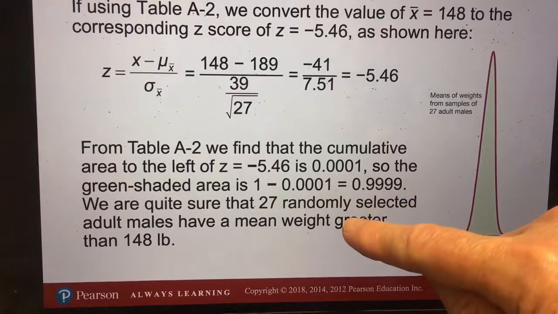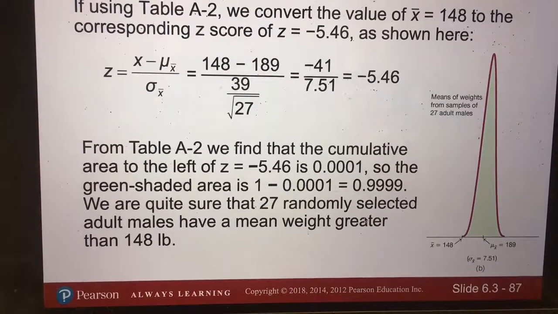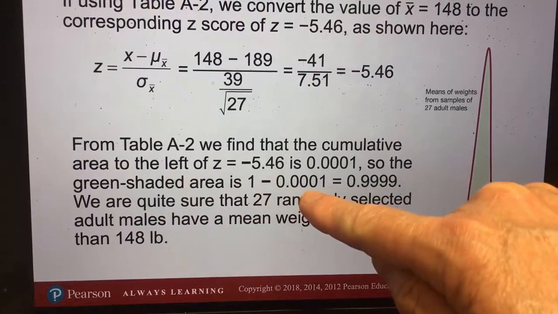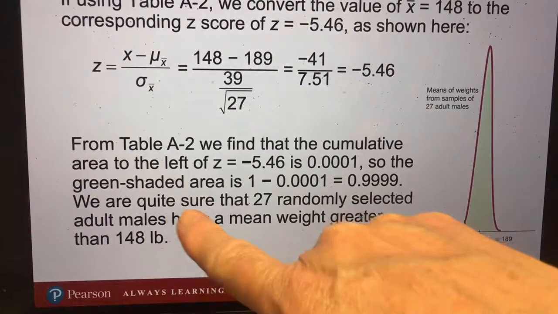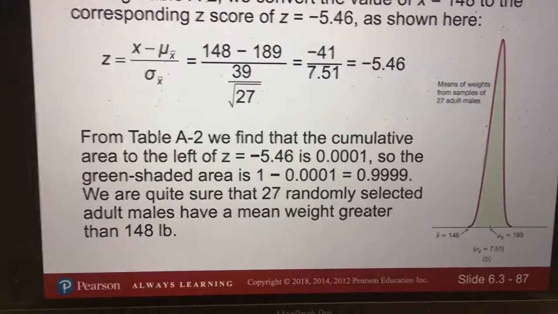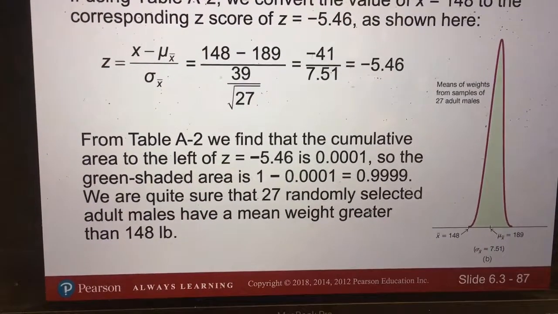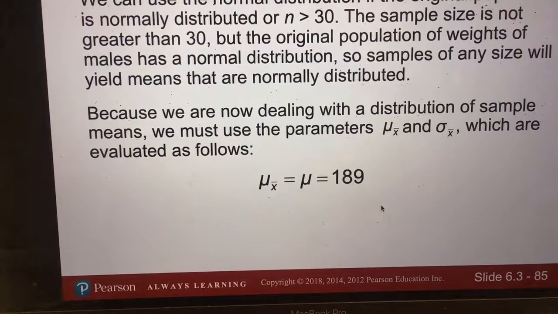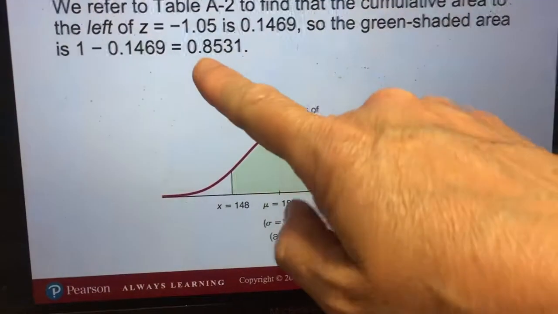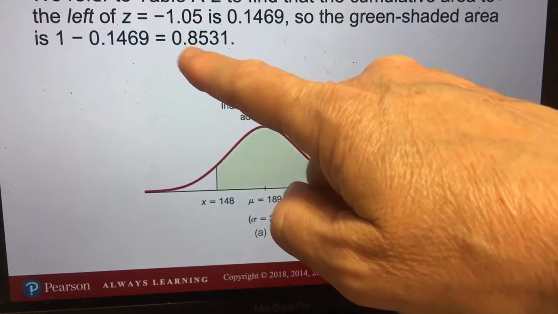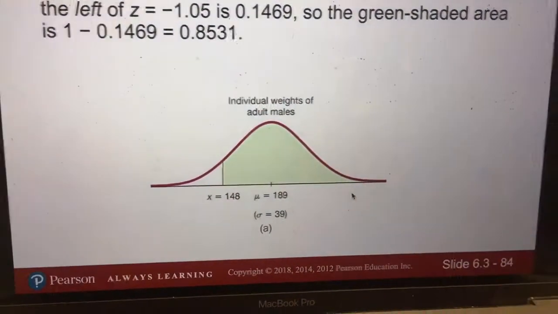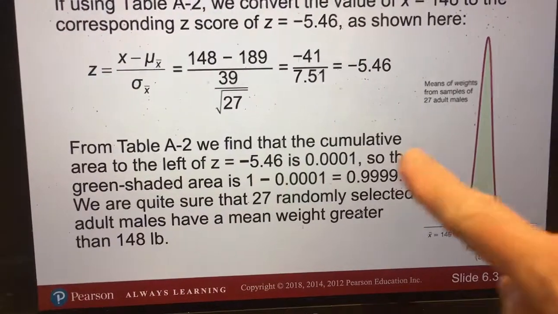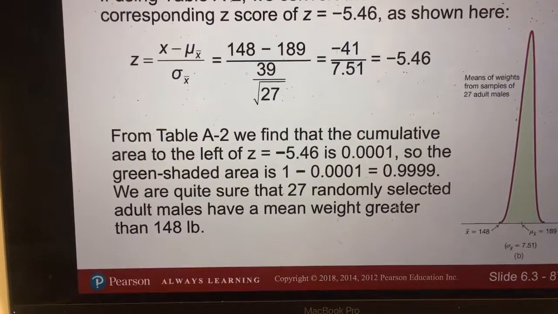But remember, the question was finding the probability that the average weight of the 27 is greater than 148. So we're going to take 1 minus the 0.0001, which is 0.99999. We are quite sure that 27 randomly selected adult males will have a mean weight greater than 148. So again, the big thing is that for a single individual, when we go backwards, we had an 85% chance that a single individual would weigh more than the 148. But when we take the mean of all 27, we have a 99.99% chance that we're going to exceed the 148 limit.